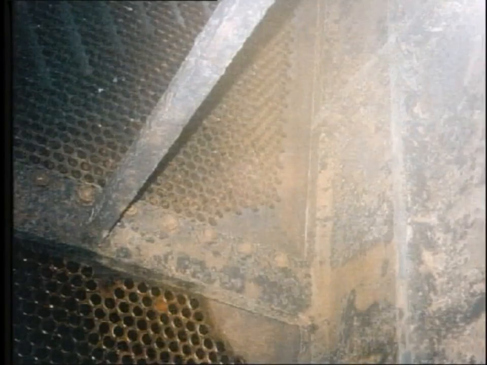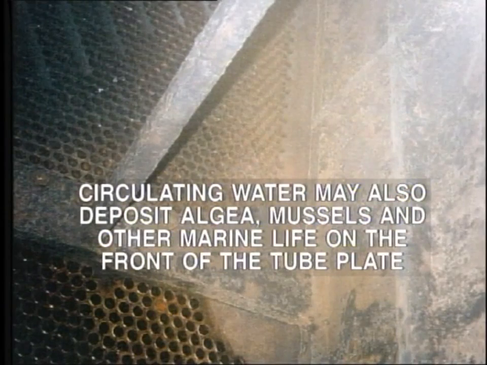The circulating water may also deposit algae, mussels, and other marine life on the front of the tube plate, reducing the flow of water through the tubes. Again, the result is a loss in cooling and a consequent rise in back pressure. Generally, the condenser needs to be cleaned manually from time to time, and in most cases, this entails shutting down the turbine. There are, however, some machines which are designed to allow one half of the condenser to be cleaned, while the other half remains in service, and the unit continues operating at reduced load.